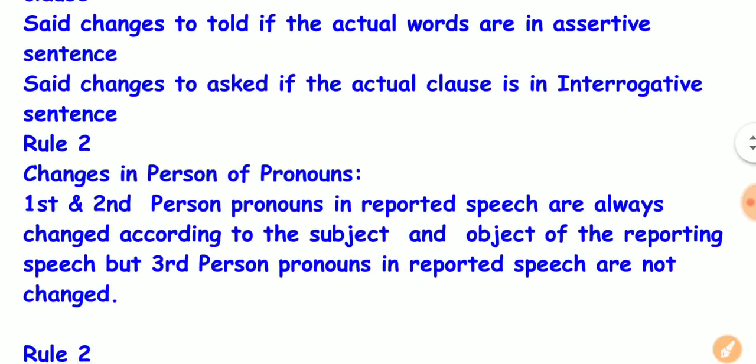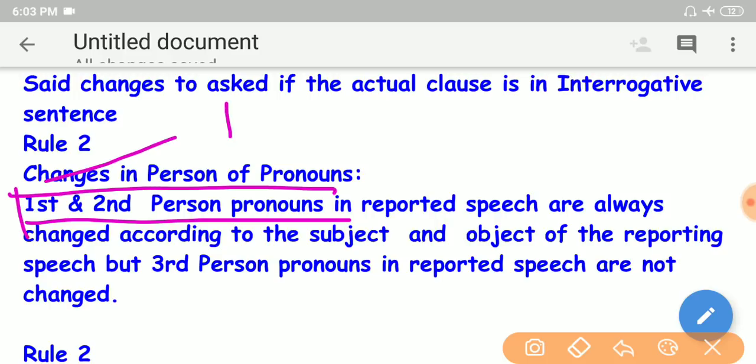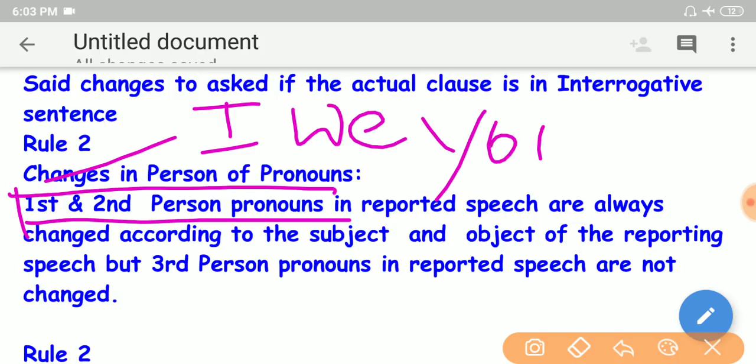Second rule: changes in persons of pronoun. Of course, you have known that there are three types of personal pronouns: first person, second person, and third person. Let us learn about this. What does the rule say about personal pronouns while converting from direct into indirect? First person is I, we, singular and plural. Second person is you, both singular and plural.